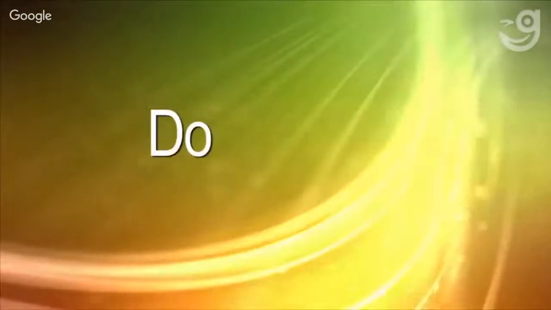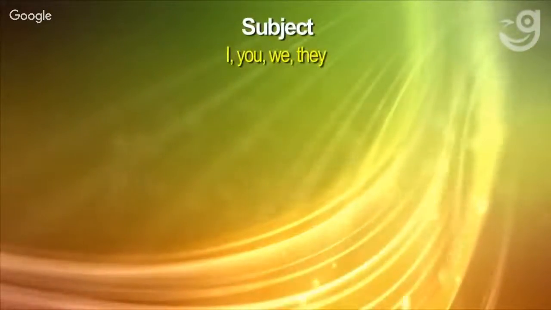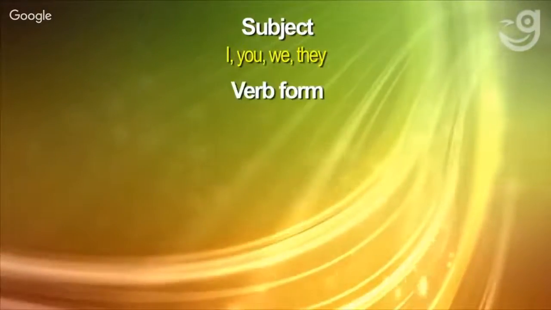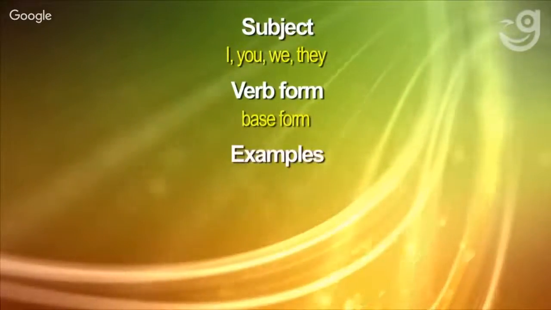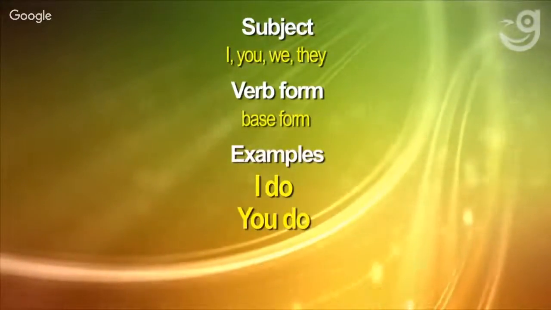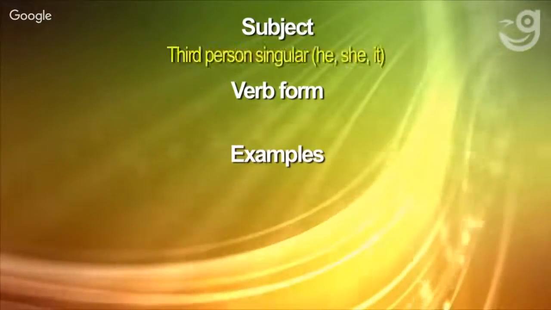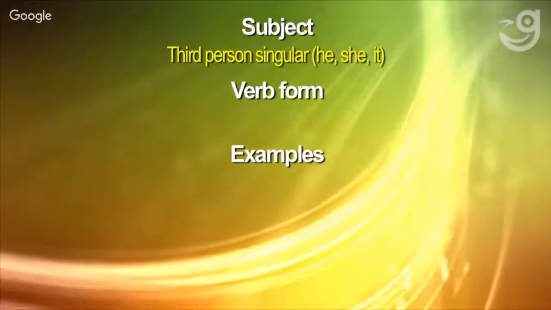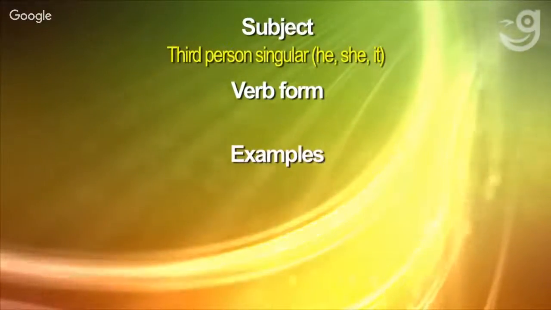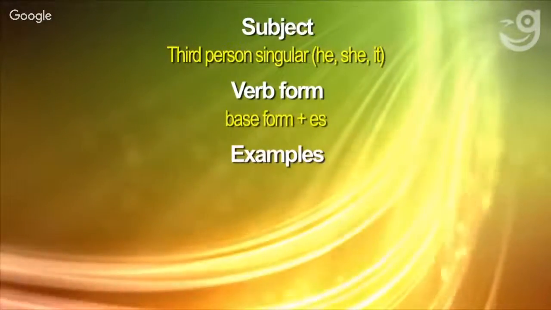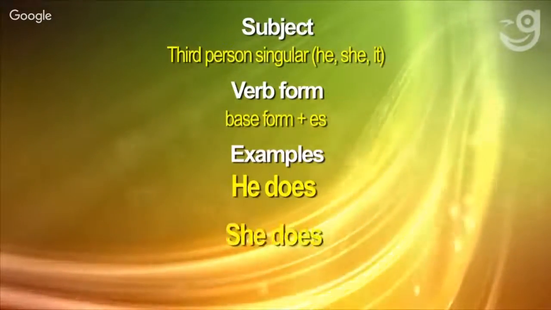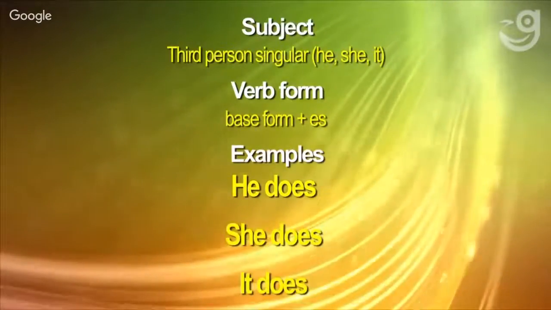This verb changes form for a third person singular subject. Base form, do. Subject: I, you, we, they. Verb form: base form. Examples: I do, you do, we do, they do. Third person singular: he, she, it. Verb form: base form plus es. He does. She does. It does.